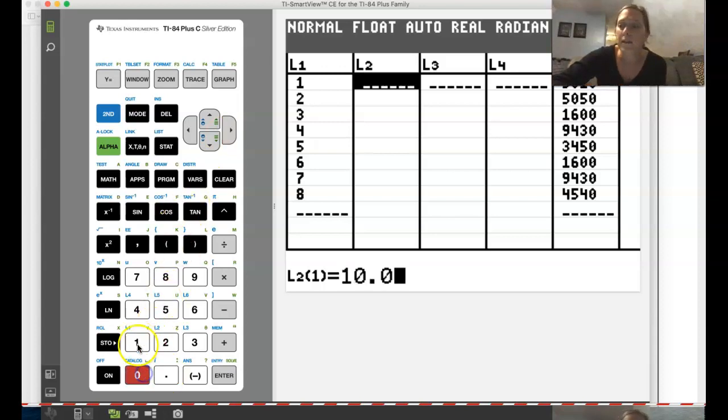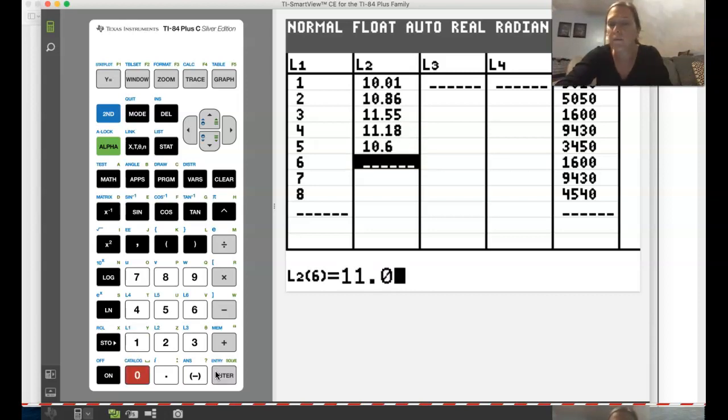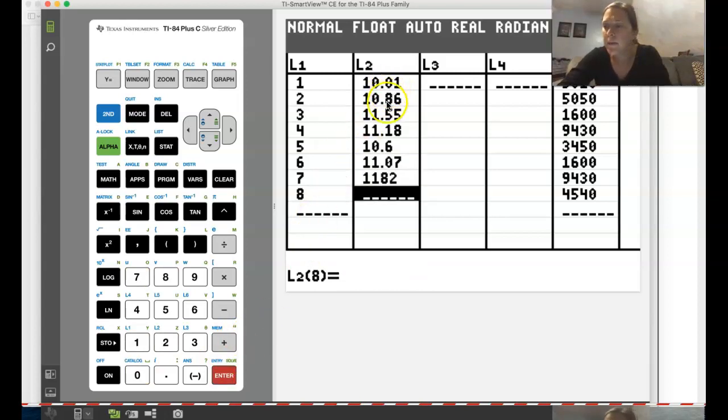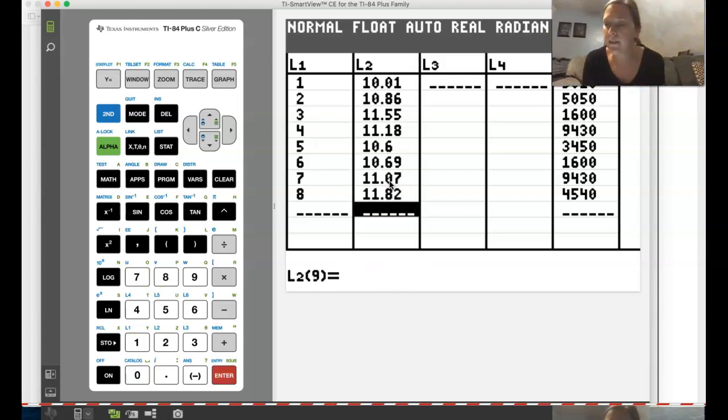So 10.01, 10.86, 11.55, 11.18, 10.60, 11.07, and then 11.82. Oops, somehow I got off. 10.01, 10.86, 11.55, 11.18, 10.60, I missed 10.69. 10.69, 11.07, and 11.82. Okay, so hopefully you have your lists in and correct.